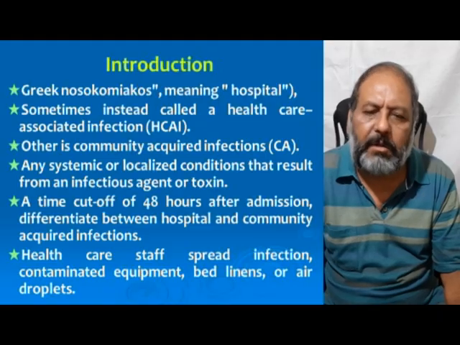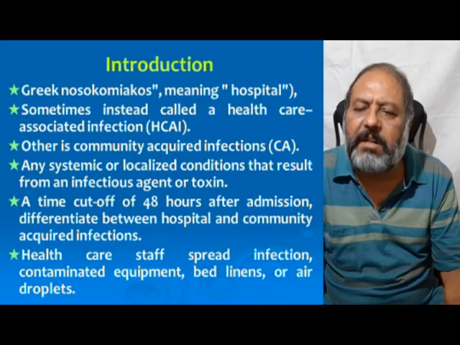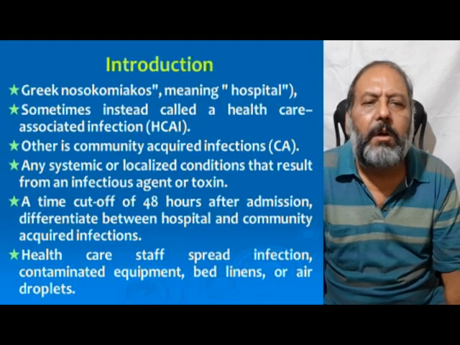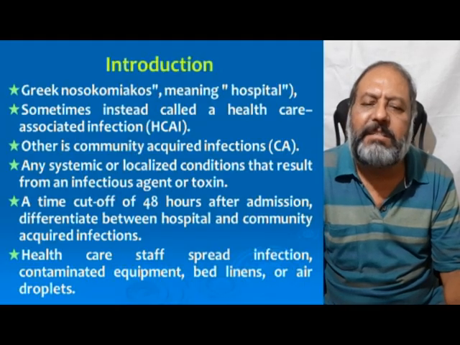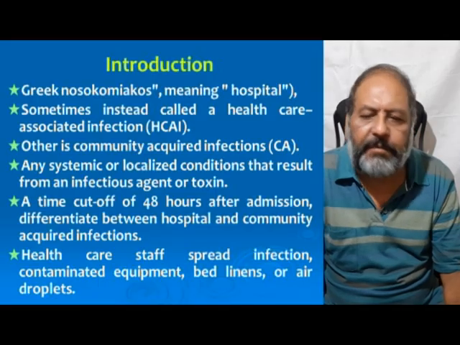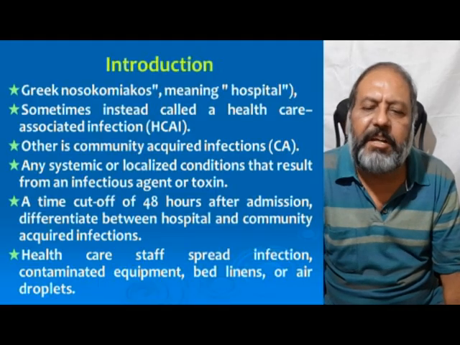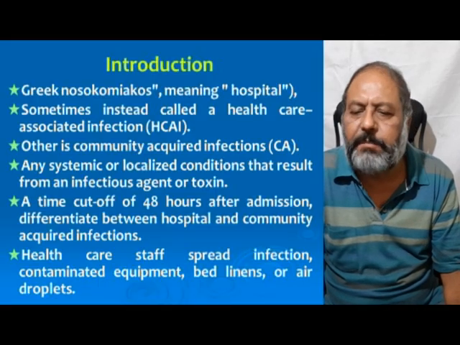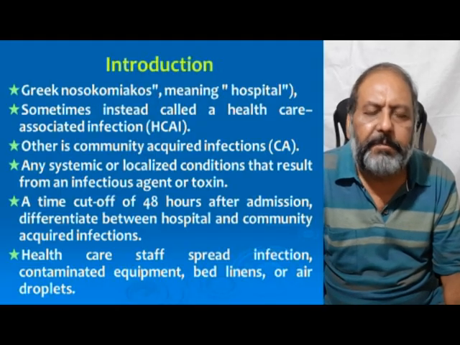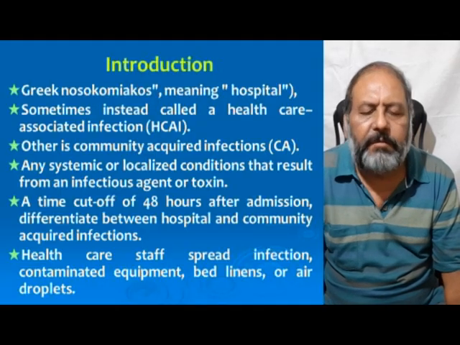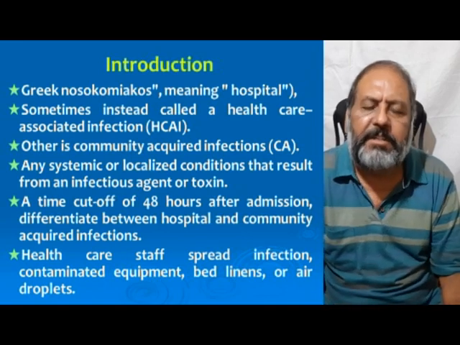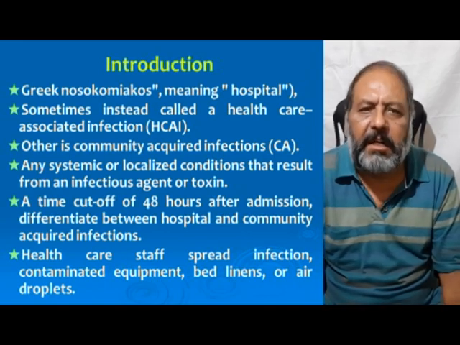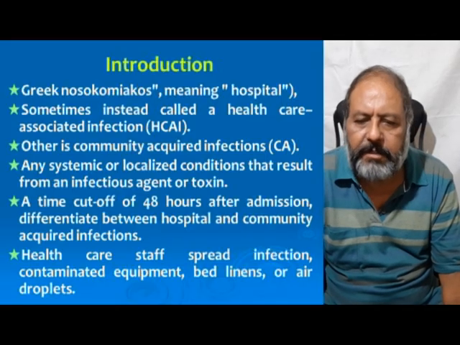Any systemic or localized condition that results from an infectious agent or its toxin, with a time cutoff of at least 48 hours after admission, differentiates between hospital and community acquired infection. I have mentioned that when the patient is in hospital and in the next 48 hours gets an infection, that is called hospital acquired infection.